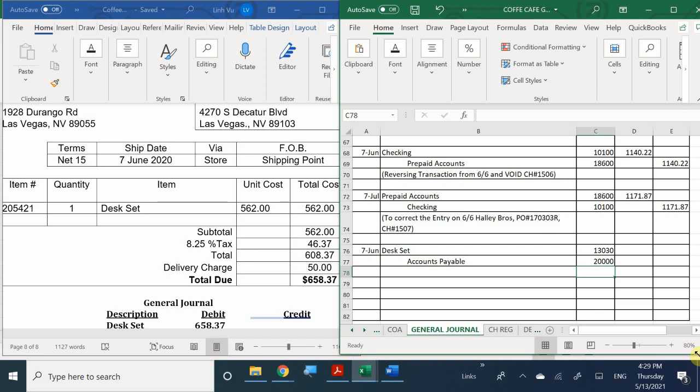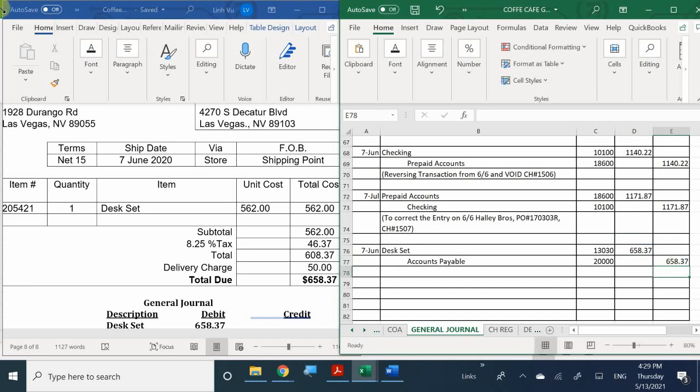Okay. And now we have to enter in the amount. So once again, we don't need to figure out the tax, to split the tax, nor do we need to split the shipping. So whatever the bill statement is for, that's how much the desk cost you to get the desk to your store, right? Including all the shipping and the taxes. So here we purchased the desk set for a total of $658.37. Okay, and that is the amount that we owe.